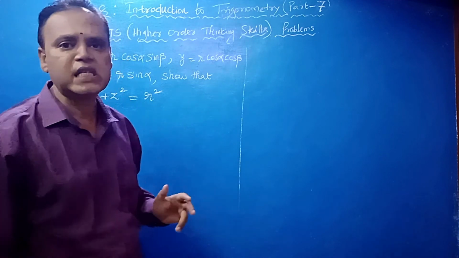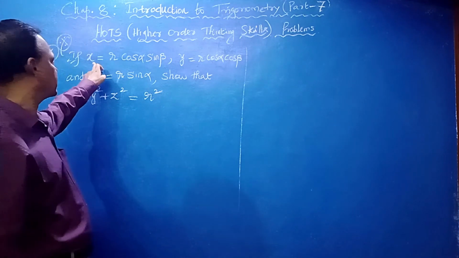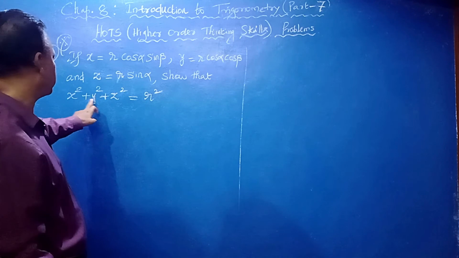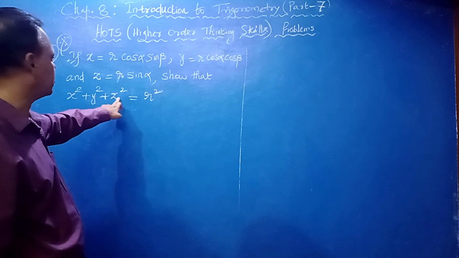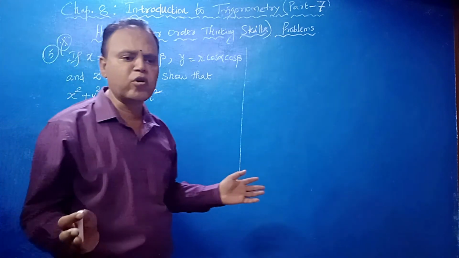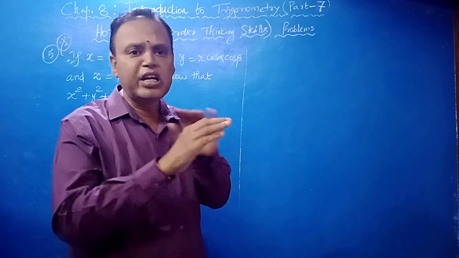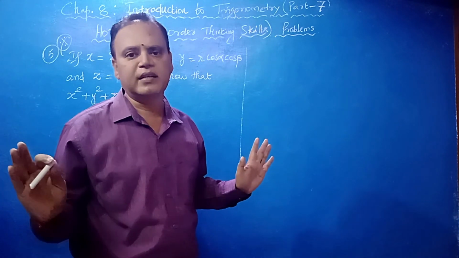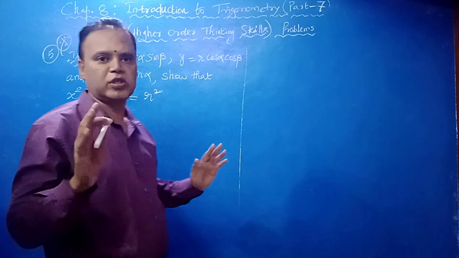What is given here? X given, Y given, Z given. So that x squared plus y squared plus z squared equal to r squared you have to bring. So only on taking common you have to eliminate the trigonometric functions. That is the idea here, you see.